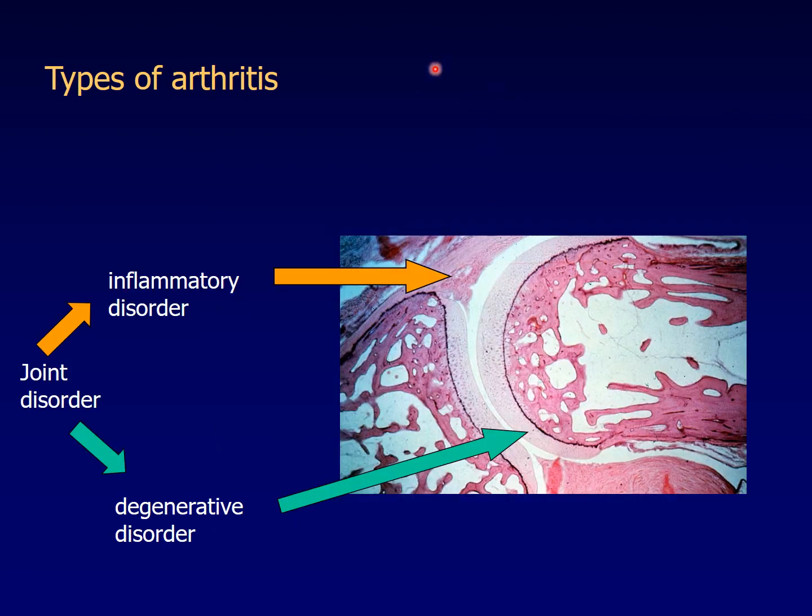This is the type of arthritis. There are two types, one inflammatory and one degenerative. Inflammatory is due to some immunological or other disorder and mostly affects the synovium, and degenerative is due to wear and tear of the cartilage which covers the bone.